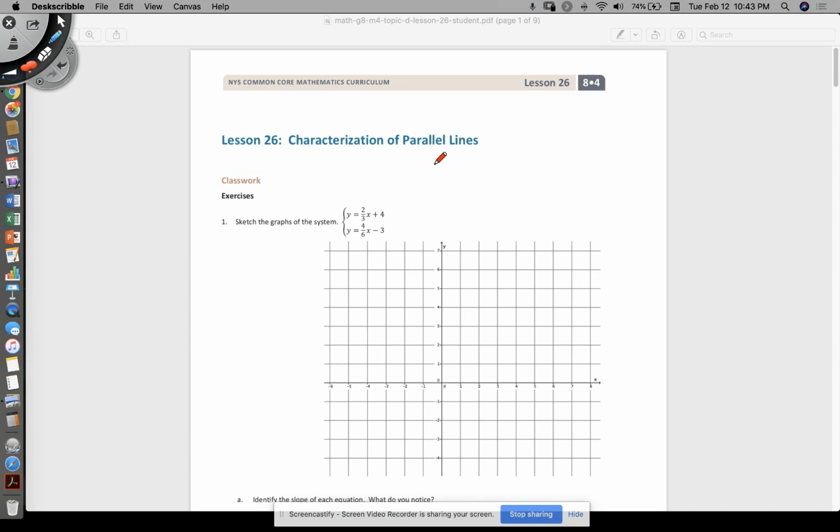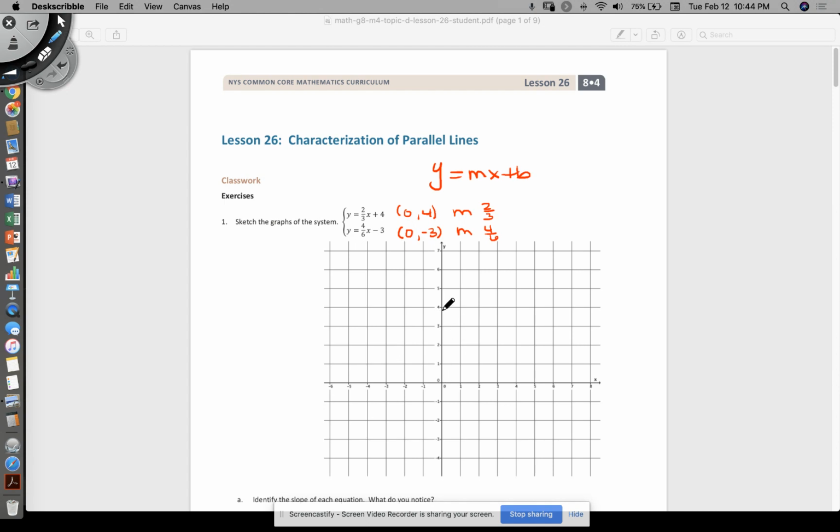Now, this is great. They're already in y equals mx plus b form, so we don't have to do any modifications. So this one, we are going to first start at 0, 4, because that's my b. And then my slope is 2/3, which I'm going to rise 2, run 3. This one, we're going to start at 0, negative 3. And then my slope is 4/6. So rise 4, run 6. So make sure you have your straight edge available.